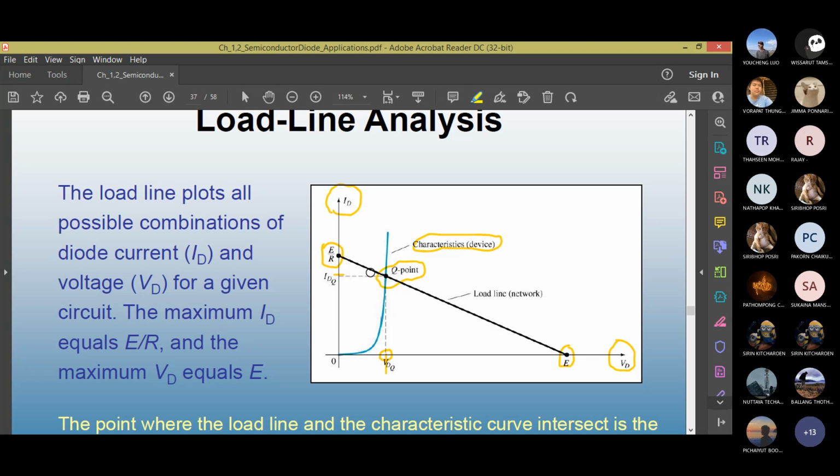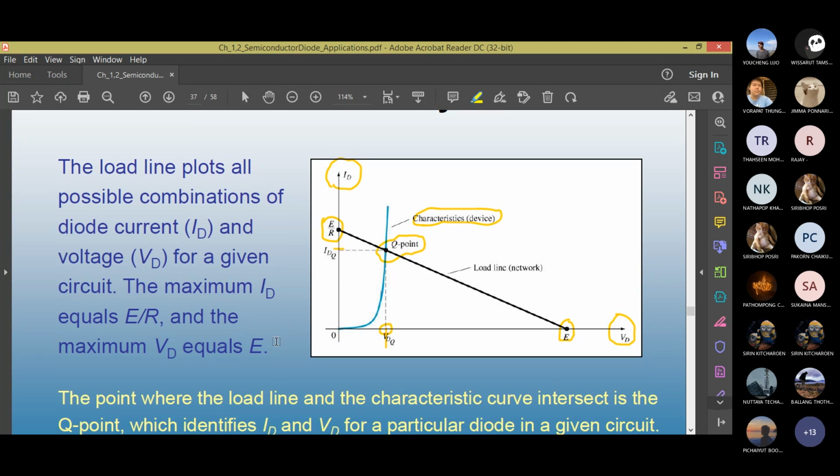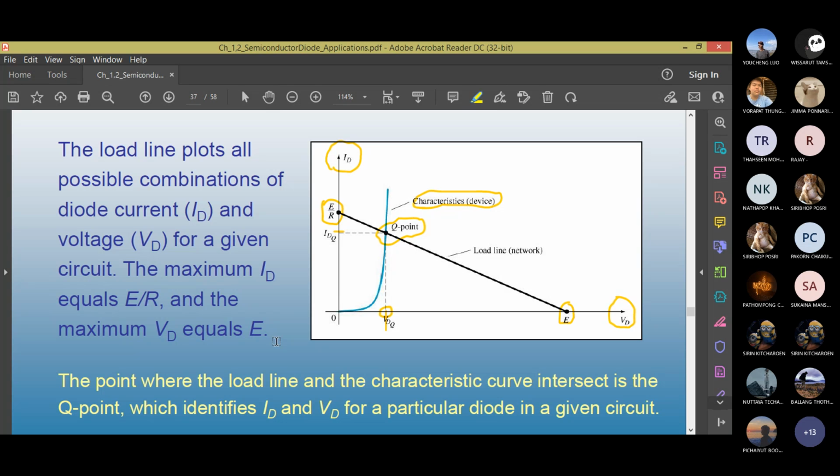So how do we get the straight line? The straight line can be changed, so the Q point will also change. Maybe we can bring the straight line, the E, to the left, and the Q point will go down. Then you will have a different voltage and different operating current. Where is this load line coming from? The blue line is coming from the characteristic of the device itself, but the load line will be decided by the network or the circuit in which you put the diode. In order to find the load line, we should actually look at a circuit.